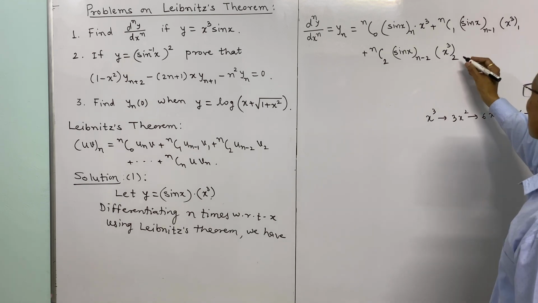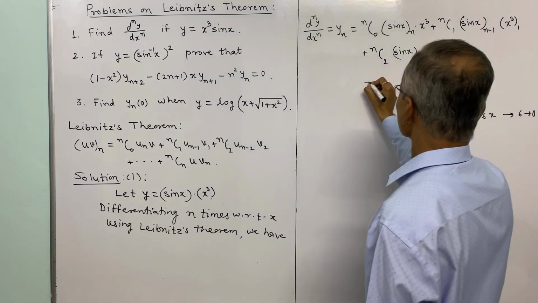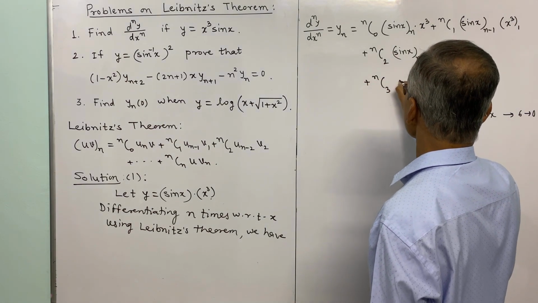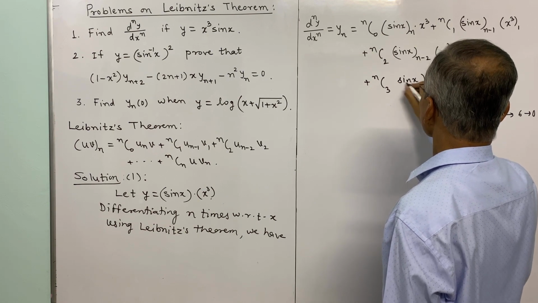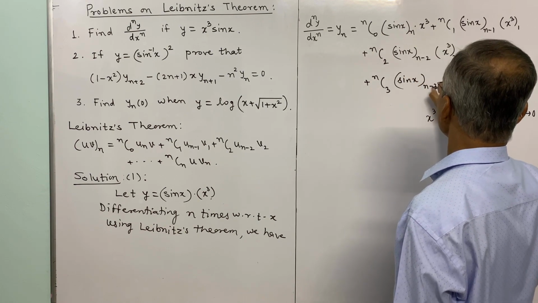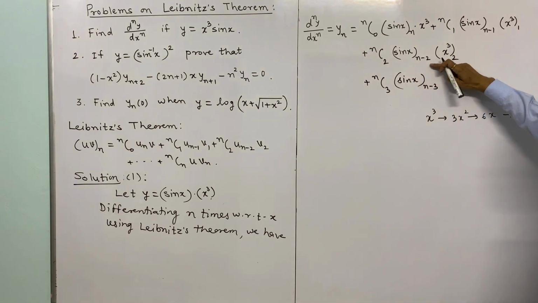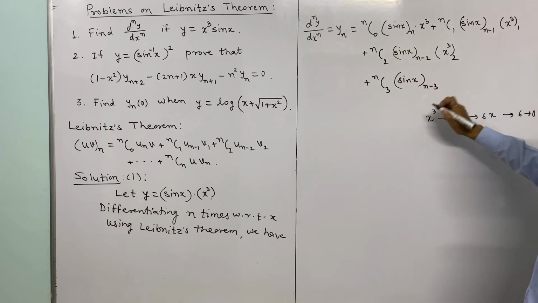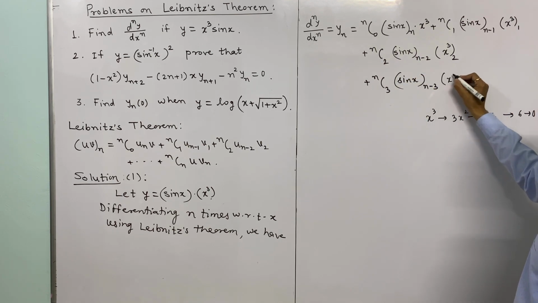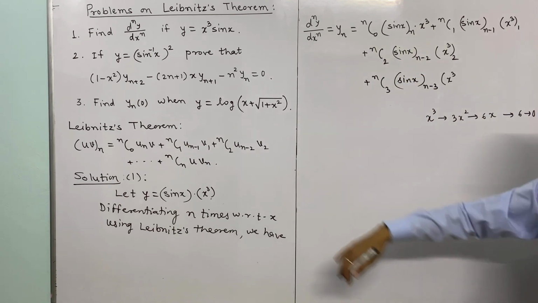And therefore I shall write the next term as plus n choose 3 times the n minus third derivative of sin x. Decrease the order of the derivative of the first function and increase the order of the derivative of the second function, and write the next binomial coefficient. So that is the way of using the Leibniz theorem.